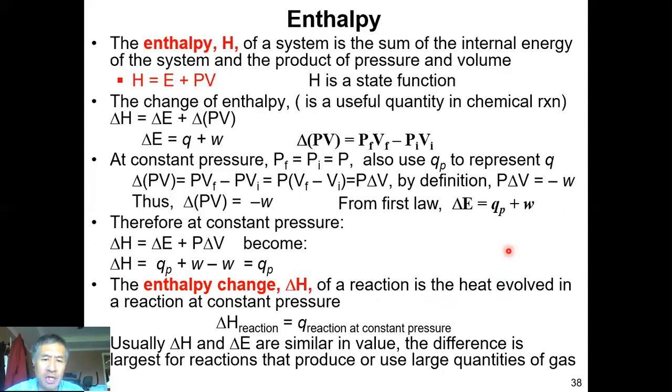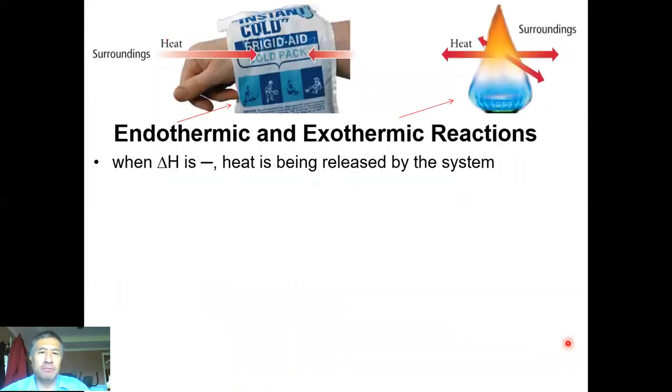Usually delta H and delta E are similar in value. The difference is the largest for reactions that produce or use larger quantities of gas. Using the sign of delta H, we can define two common types of chemical reactions. One is endothermic, the other one is exothermic. Endothermic means it absorbs heat, and exothermic means it releases heat.